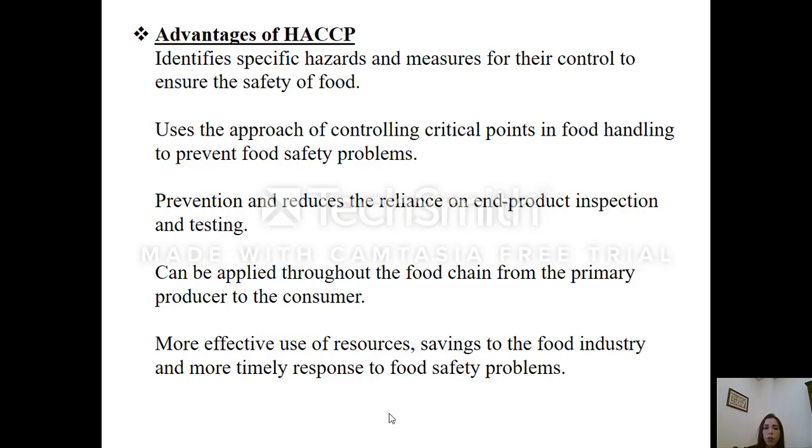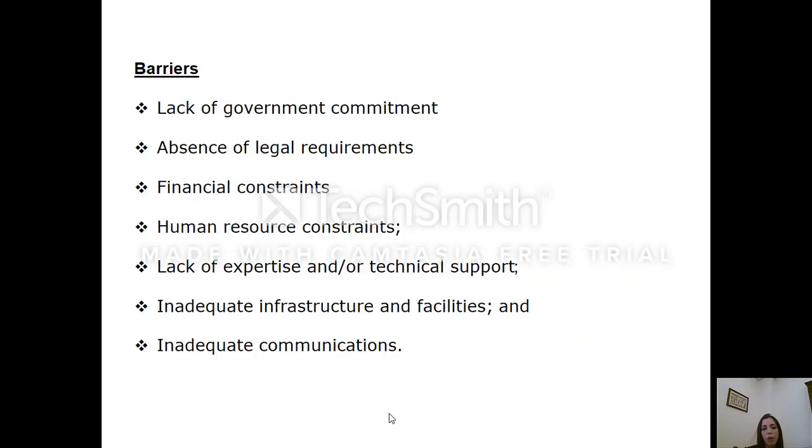So, also, if I want to cite some advantages, it can be applied from the primary producer to the consumer, and it saves the industries the cost of destroying product, and many other types of costs. However, the HACCP system has some barriers.